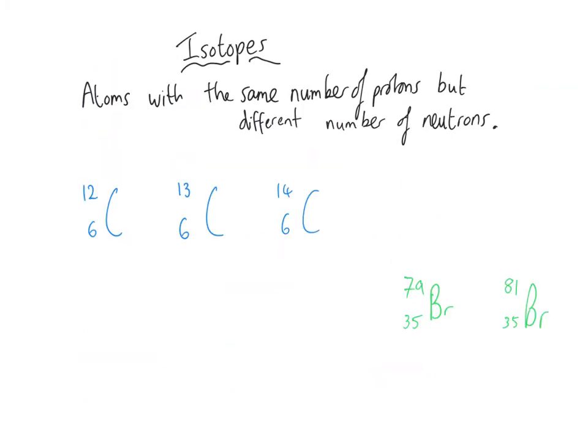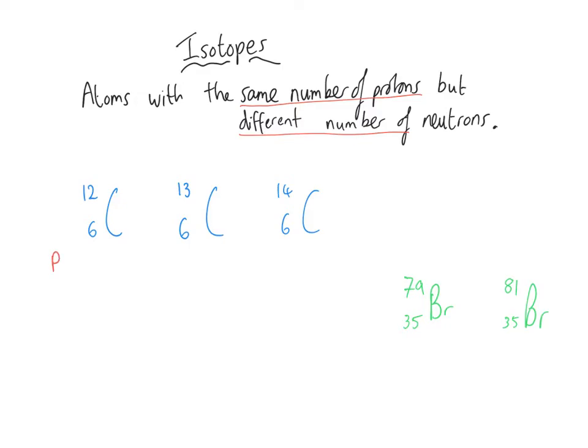We're going to have a look now at some more complicated particles called isotopes. Now, isotopes are particles that have got the same number of protons but different numbers of neutrons. And so I've got some examples here for us to work out.